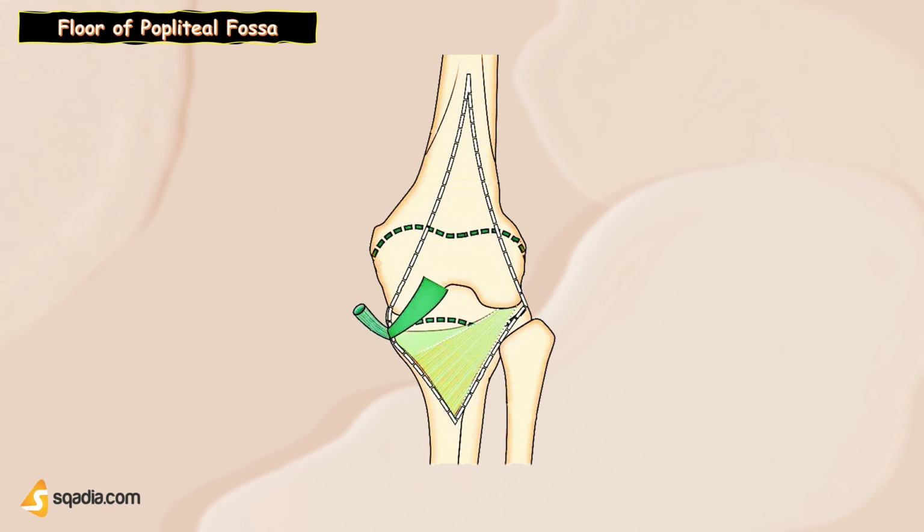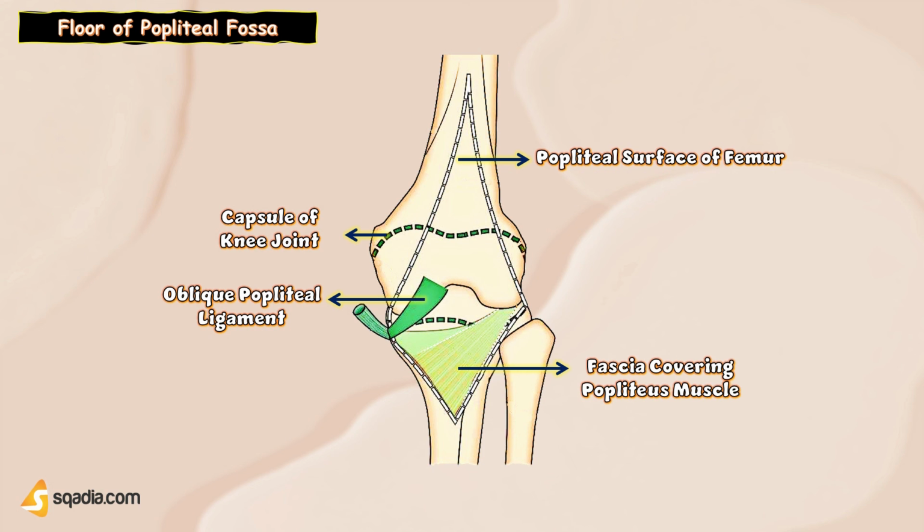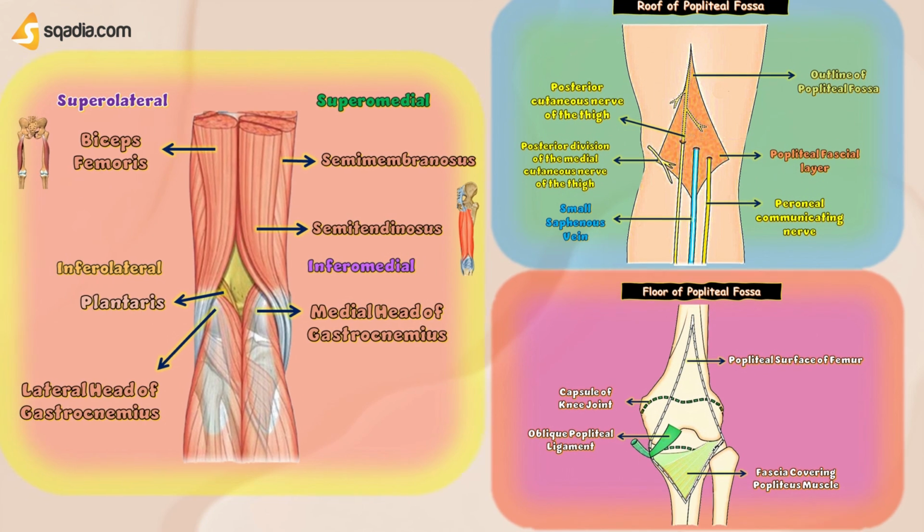As for the floor of the popliteal fossa, it is formed by the popliteal surface of the femur, the capsule of the knee joint and the oblique popliteal ligament, and the strong popliteal fascia covering the popliteus muscle. That is all about the boundaries of the popliteal fossa.